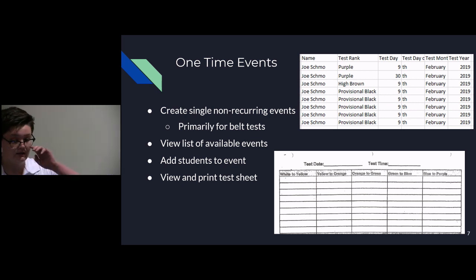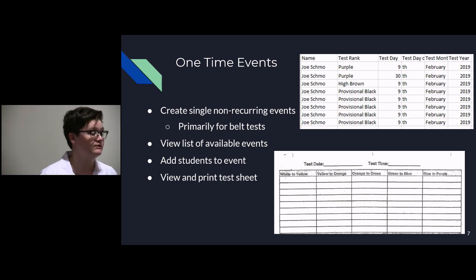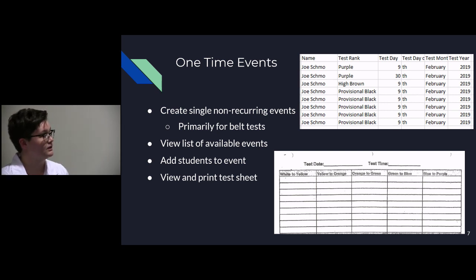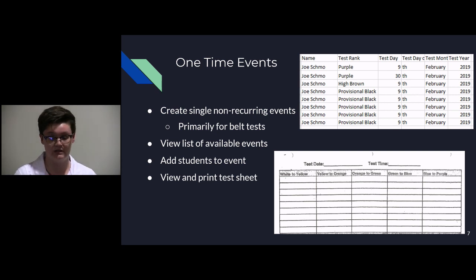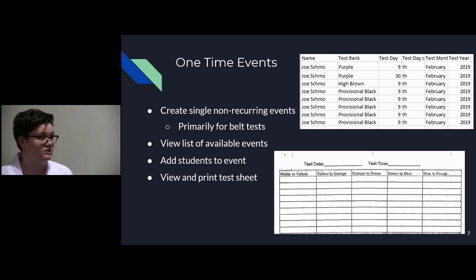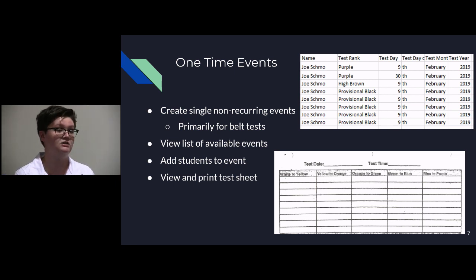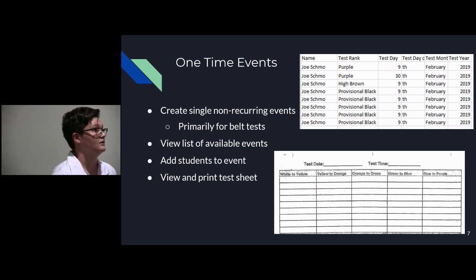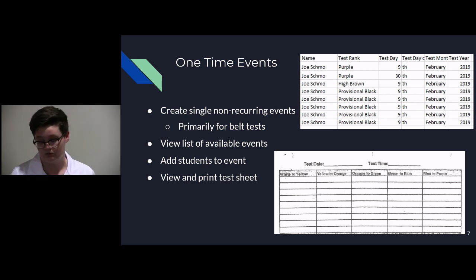And you can see that these two are examples of previous ways that they were using to track those promotion tests. The spreadsheet shows the list of students that attended the event and the rank that they had passed, and the bottom sheet shows an example of a test sheet that we printed out and then hung up, for example, in the studio's office, that would display a list of students' names. So we wanted to take those paper and Excel spreadsheets and consolidate them into our system.